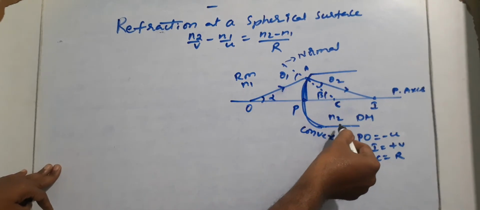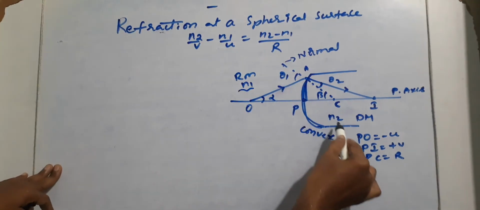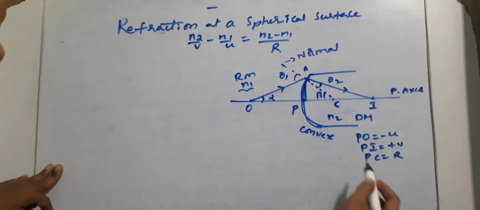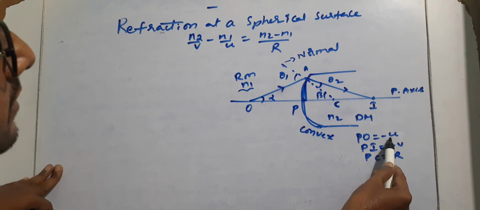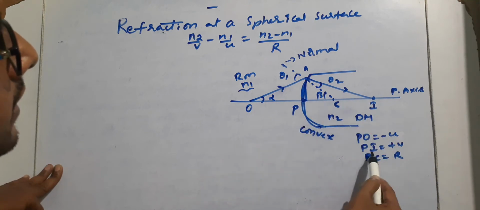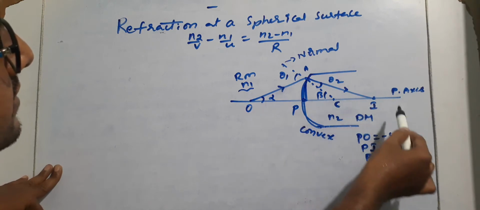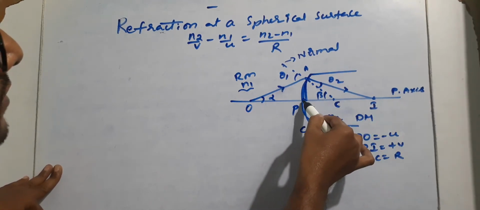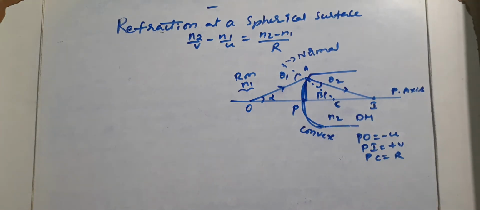So from the figure, outside this convex surface of the denser medium is a rarer medium whose refractive index is n1, and the denser medium has refractive index n2. PO is the object distance, which from the sign convention is minus u, and PI is the image distance, a real image on the right side, so plus v. PC, the distance from the optic center to the center of curvature, is the radius.